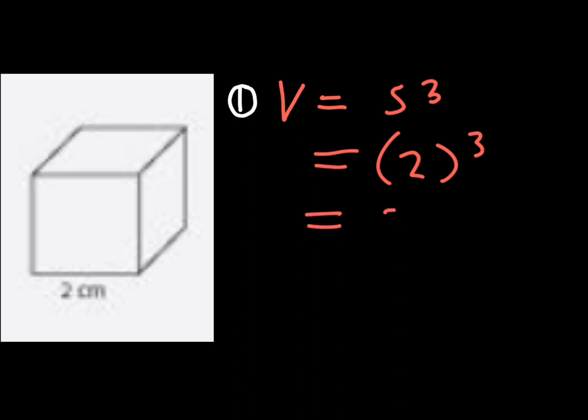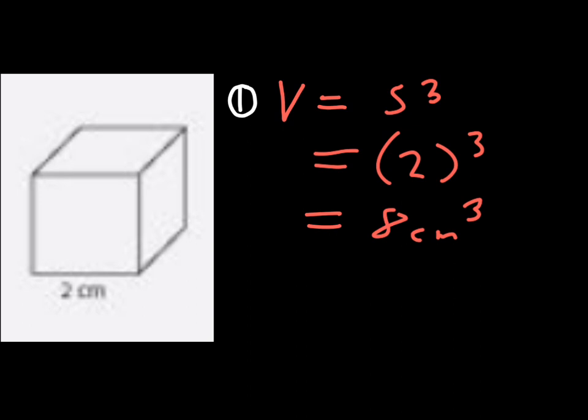For question 1, we are asked to find the volume of this cube. So we start out by writing our formula for the volume. And we know that the volume of a cube is equal to the sides cubed. And that will be 2 cubed, and that will give us 8. Now don't forget, you need to include your units, so we will have 8 centimeters. But since we were finding volume, we need to say centimeters cubed.